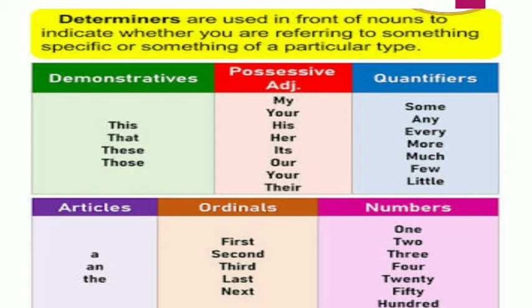So let's move ahead. Now here it gives you the clear meaning. Determiners are used in front of nouns. What is meant by in front of nouns? They indicate whether you are referring to something specific or something of a particular type.